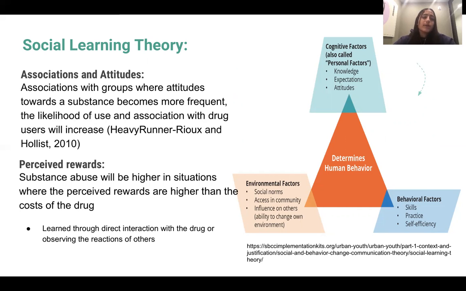This is because the perceived reward of smoking marijuana is a lot higher than what people perceive the risks to be. And they learn this through direct interaction with smoking marijuana or by observing others and their friends smoking marijuana. Then on the right, the picture shows the cognitive, environmental, and behavioral factors that go into an individual's behavior towards smoking marijuana.